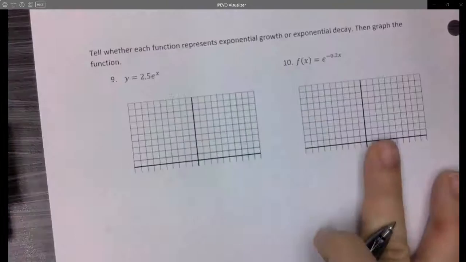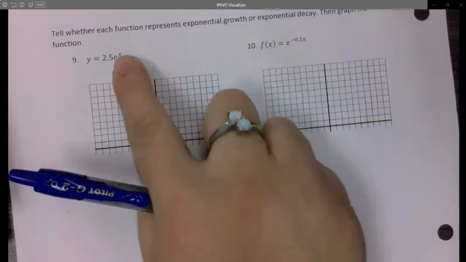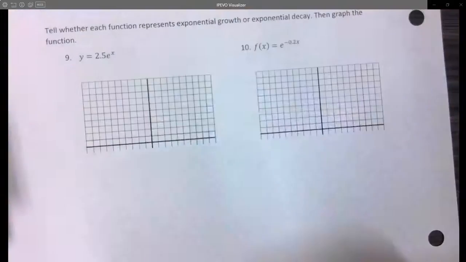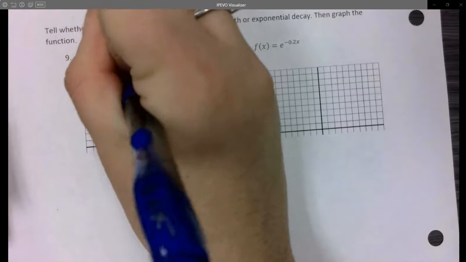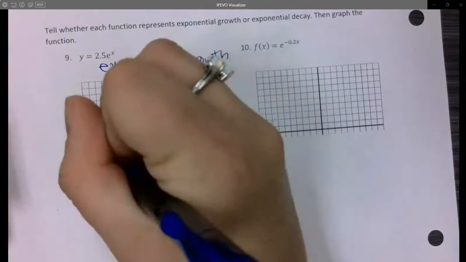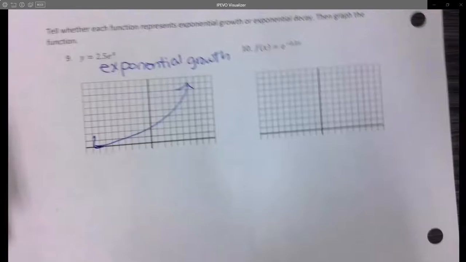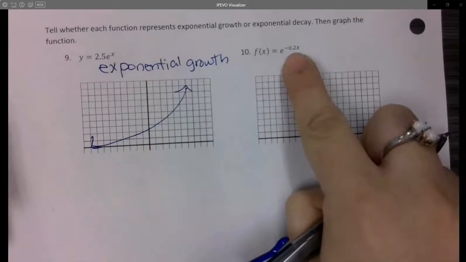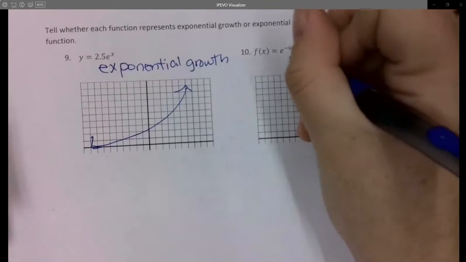Okay. So then I have the 2 on the back. This one has a positive exponent, so this one is exponential growth. This one has a negative exponent, so this one is exponential decay.